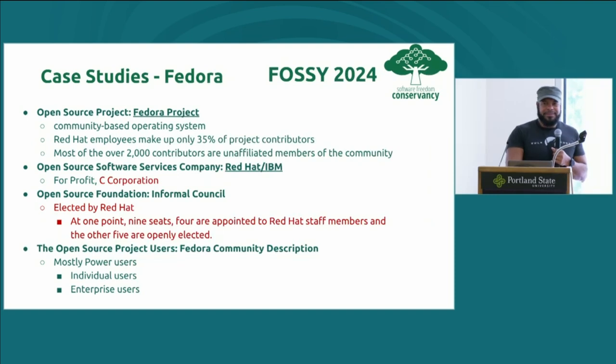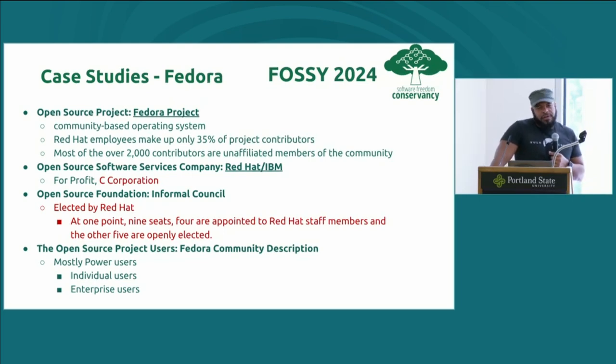So now we got Fedora, our first case study. For the open source project, we're going to use that model you just saw: the Fedora project. Some of this may be dated. We got some of this from Jonah Bacon and from other sources. A community-based operating system, Red Hat employees make up 35%. And then you got 2,000 contributors who are unaffiliated members of the community, unaffiliated with Red Hat. So yeah, that sounds decent.